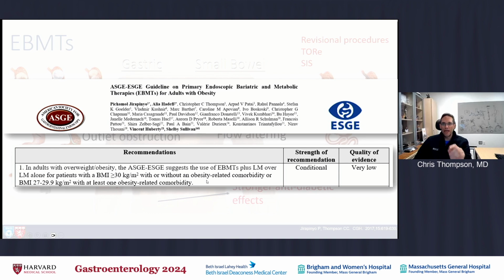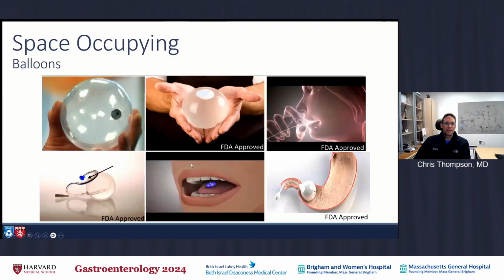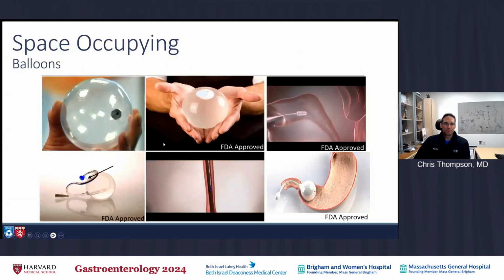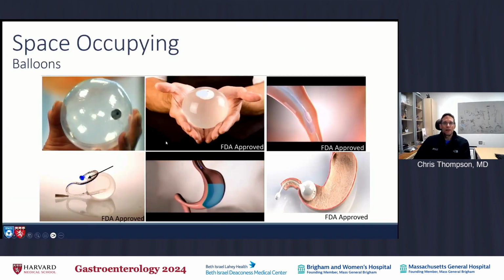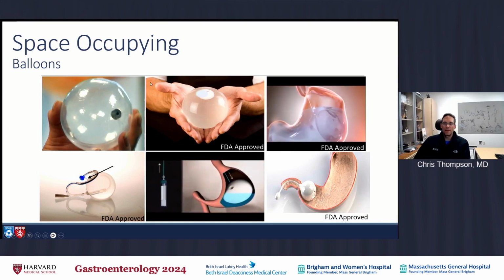So this changes a lot of things that the prior guidelines were saying about having the body mass index be at least 30. Clearly, this is new, and this is conditional with very low quality of evidence, but it is the current guideline. So, starting with space occupying devices, these are various intragastric balloons, and several are approved by the FDA.